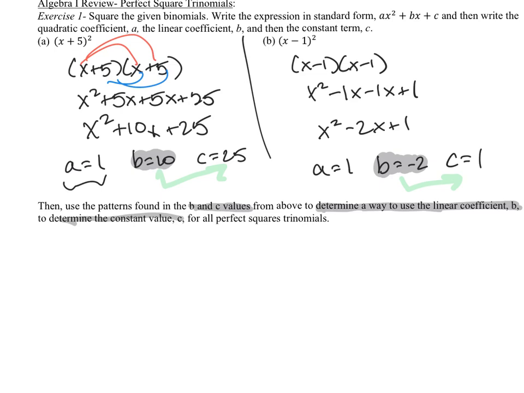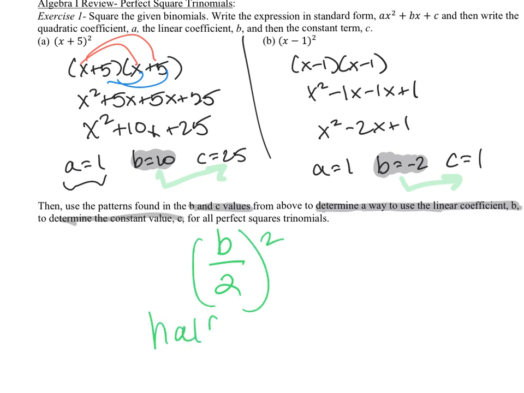Now, look at these. How is B and C related? How do I go from 10 to 25? How do I go from -2 to 1? Well, you could think about it, or I could just tell you. What you're really doing is halving the middle term and squaring it.